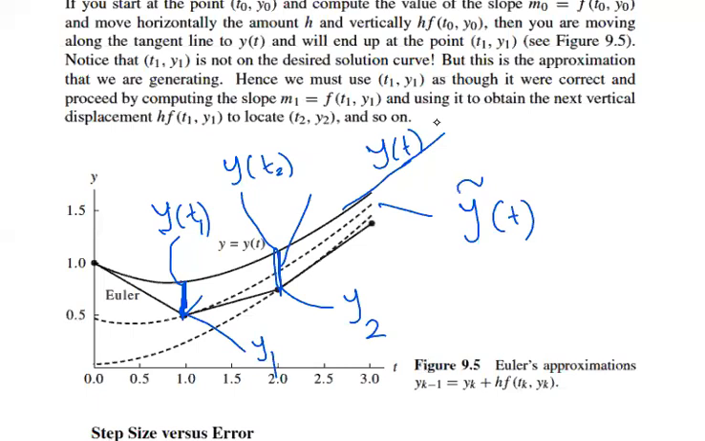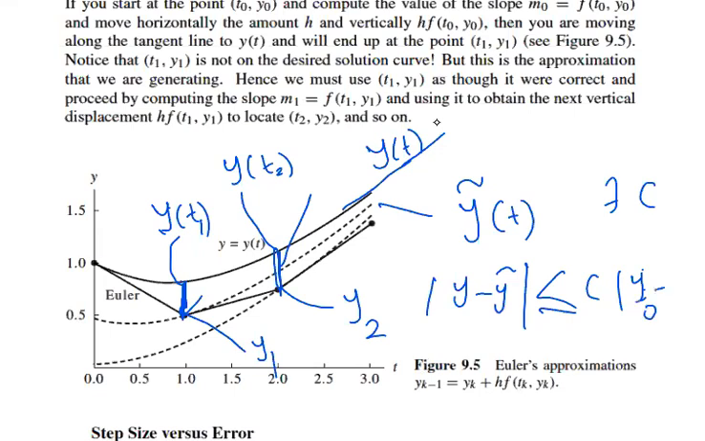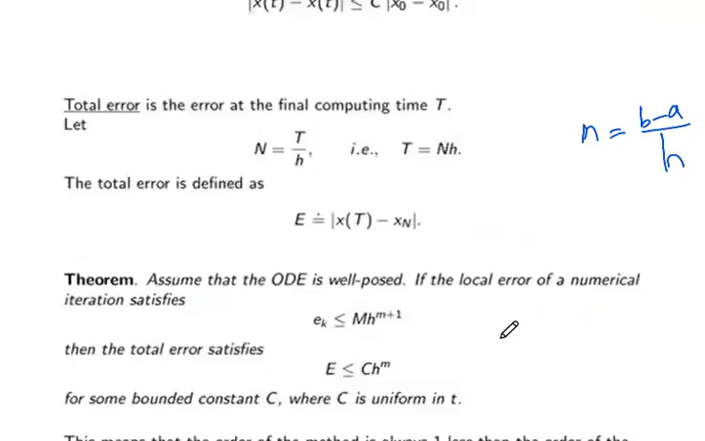So if the differential equation is well posed, the difference between these two solution curves is bounded. There exists a constant C such that the difference between these two solution curves is less than or equal to C times the perturbation of the initial conditions. So you need this well-posedness to compute the total error, right? Okay, let's compute the total error.